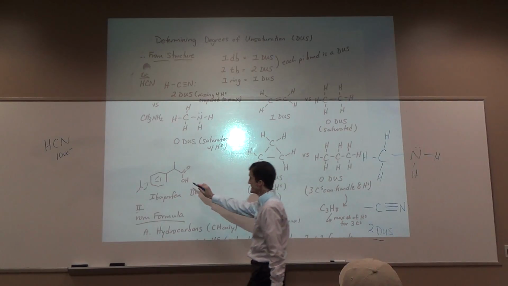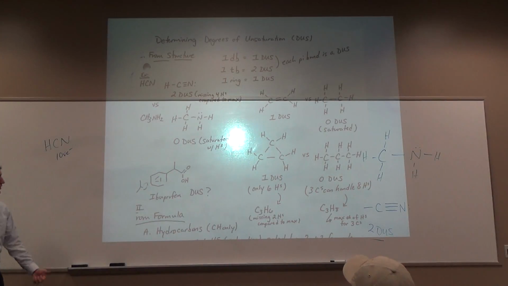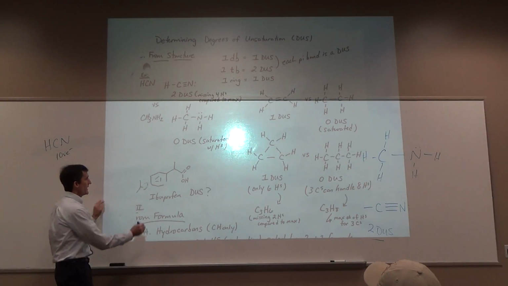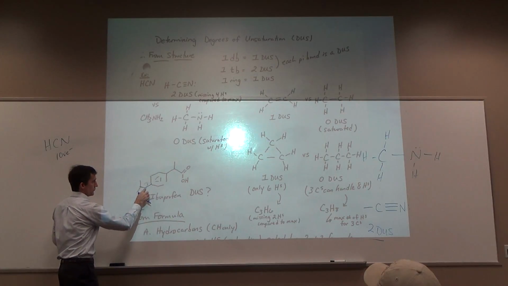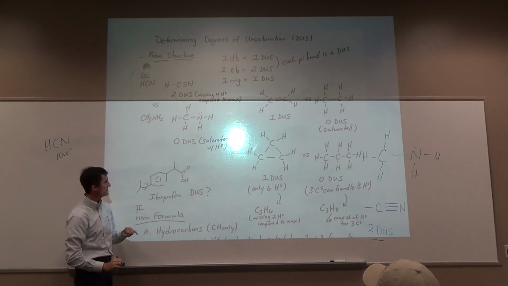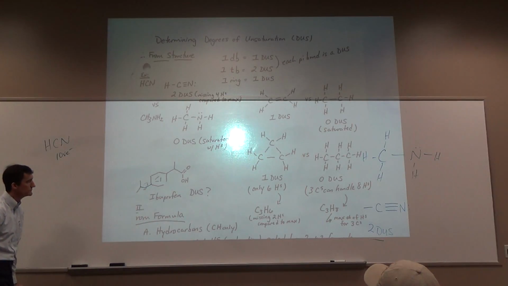Ibuprofen, how many DUS do you see? Now, there's a whole bunch, and sometimes my pi bonds are not precise, but there's none out here. 2. That is just boom, boom. That's 1, 2, that's 4 carbons out there. How many DUS do you see? 2.